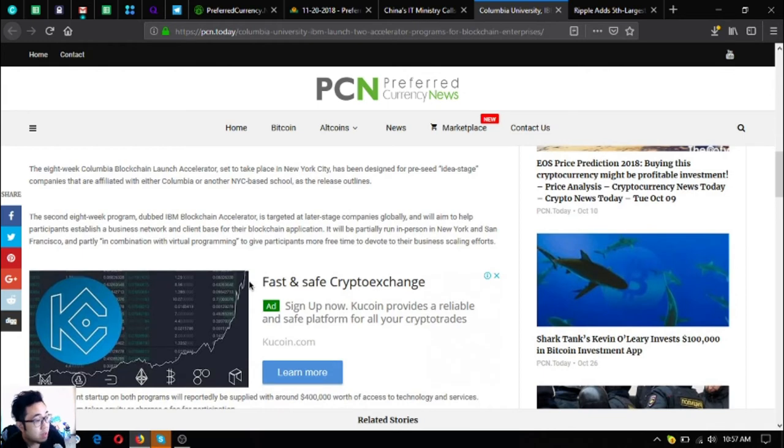The 8-week Columbia Blockchain Launch Accelerator, set to take place in New York City, has been designed for pre-seed idea stage companies that are affiliated with either Columbia or another NYC-based school, as the release outlines. The second 8-week program, dubbed IBM Blockchain Accelerator, is targeted at later stage companies globally and will aim to help participants establish a business network and client base for their blockchain application. It will be partially run in person in New York and San Francisco, and partly in combination with virtual programming, to give participants more free time to devote to their business scaling efforts.